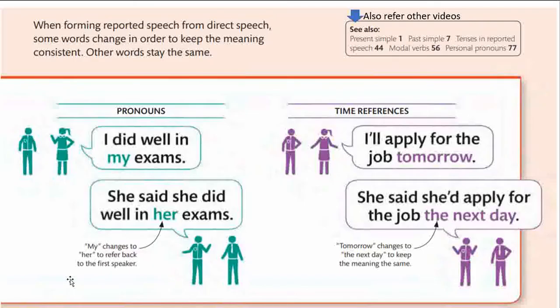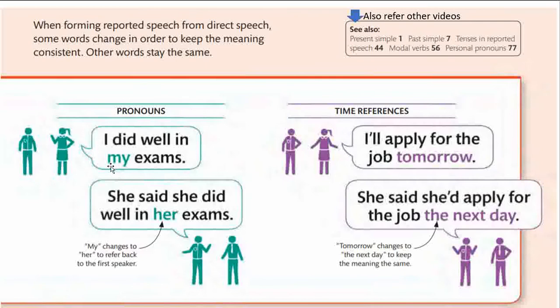Let us proceed. When forming reported speech from direct speech, some words change in order to keep the meaning consistent. Other words stay the same. Now we have seen the tense changes. Other words that change are pronoun and time references.